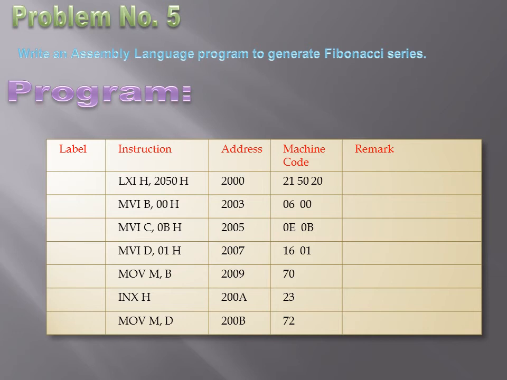Then MVI D, 01: the first number is 00, then the next is 01. Then we move B to M, which means 00 is moved as the first number into memory. Then the memory address is increased, that's INX H. After the pointer moves to the next memory location, we say MOV M, D, which means 1 is moved to the next memory location. So the first number in memory will be 00 and the next will be 01.